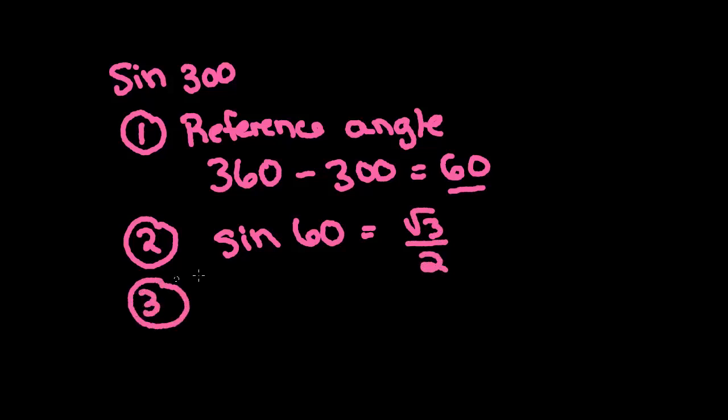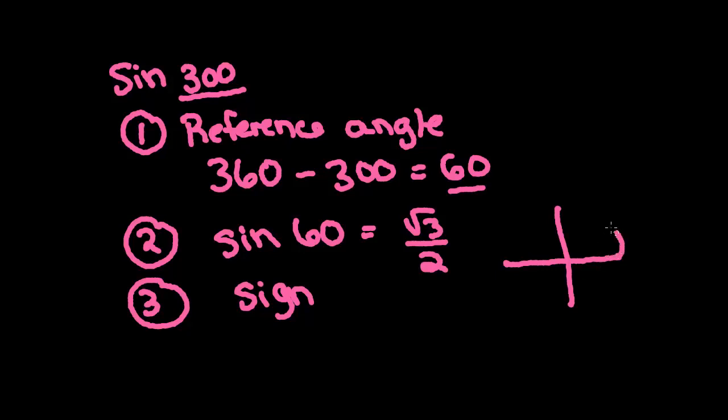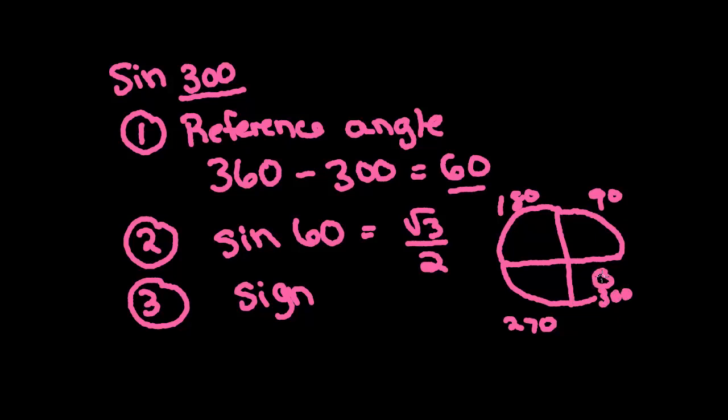But now I have to decide, is it positive or negative? So I have to look at the sign. So I have to look and say, well, where is 300 degrees? What quadrant is that in? So if I look here, well, this is 90 degrees. Remember, I'm moving in this direction here. This is 180. This gets me to 270. So 300 degrees is going to be over here in quadrant 4.